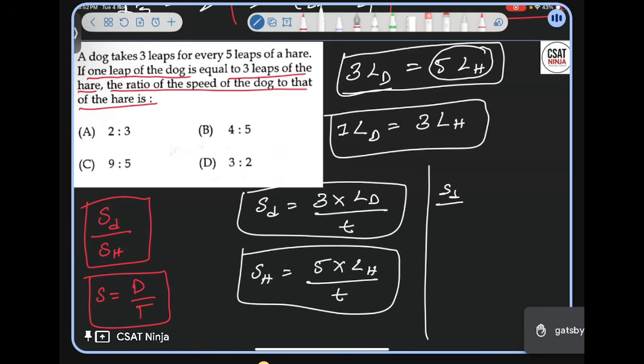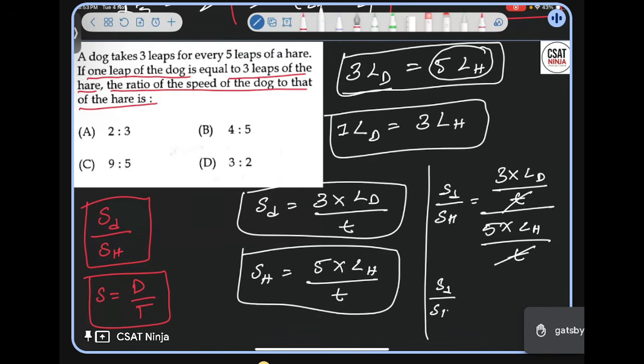Speed of the dog divided by speed of the hare is nothing but 3 into the leap of the dog divided by time, divided by 5 into the leap of the hare divided by time. Time and time will get cancelled. So speed of the dog divided by speed of the hare is 3 into leap of a dog divided by 5 into leap of the hare.